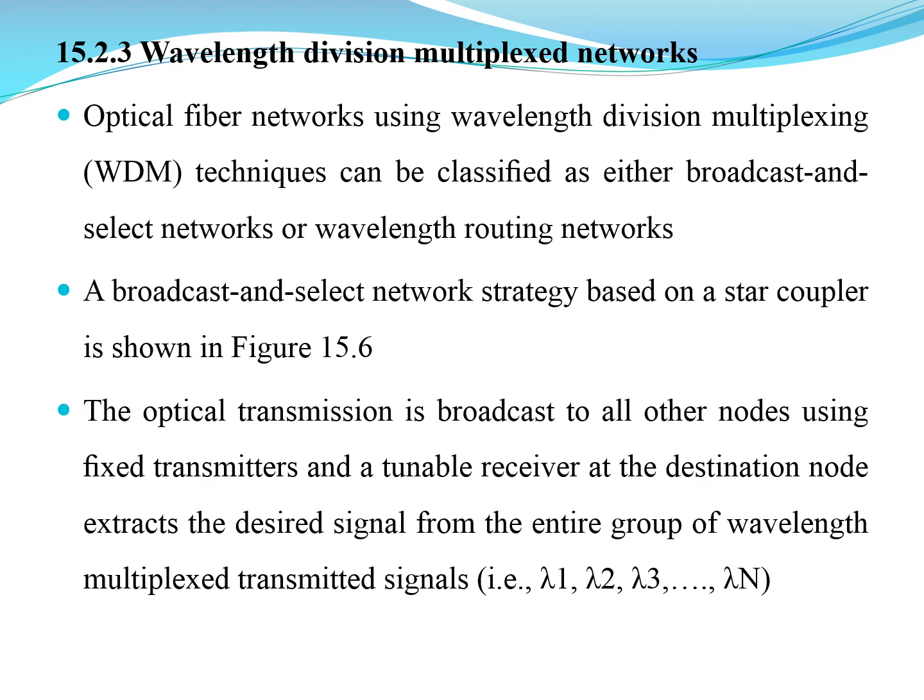So we have M inputs and N outputs. So the optical transmission is broadcast here so that it can have access to all the nodes using fixed transmitters and a tunable receiver at a destination node, which is going to extract the desired signal from the entire group of wavelength multiplex transmitted signal. So that is a group of signals with different wavelengths, out of which it is going to extract the desired signal from these groups of wavelength lambda 1, lambda 2, lambda 3, up to lambda n.